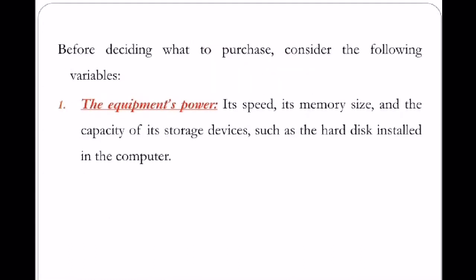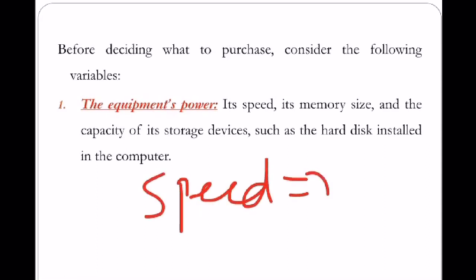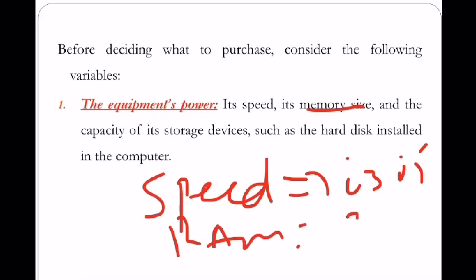So the first factor is the equipment's power. First we have to check the power of the equipment. When you say the power of the equipment, we have to check the speed of the computer, for example, Core i3, Core i5, just like so. We have to consider its memory size, the random access memory. We can have 4GB, we can have 8GB. And also the internal storage device, 250 gigabyte, 500 gigabyte, 1 terabyte, just like this. So we have to consider such factors when you purchase any equipment, and we call it the equipment's power.